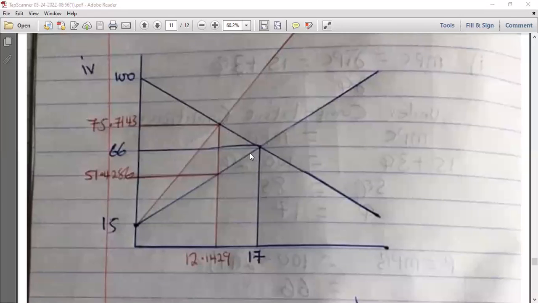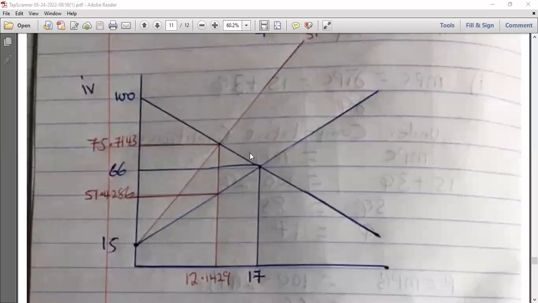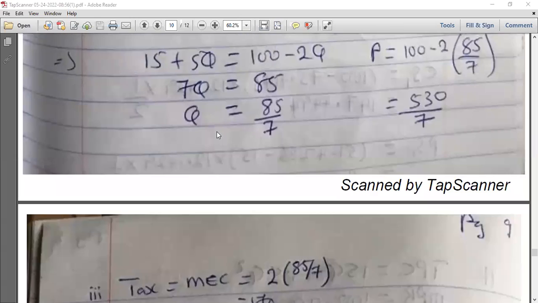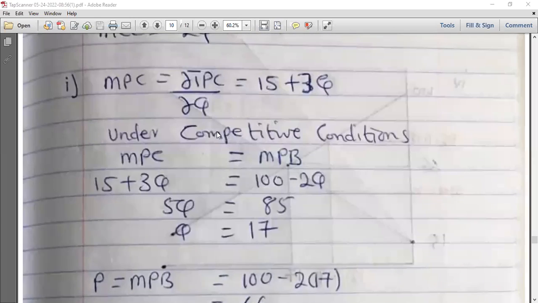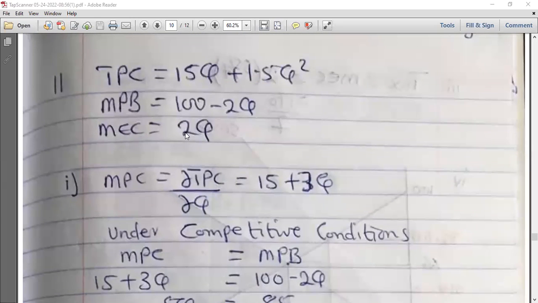And then we had to find the socially efficient one. Please check how we draw the curves. For this one, if you check the external cost, the marginal external cost, it was 2Q. So if you add 2Q to this marginal private cost, there will be no change in the intercept. It is just the slope that is going to change. You see that there's no change in the intercept.